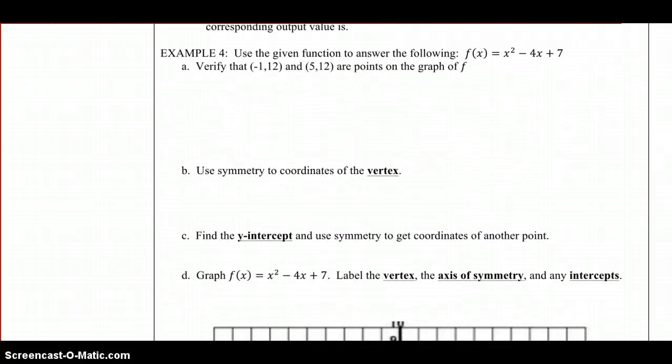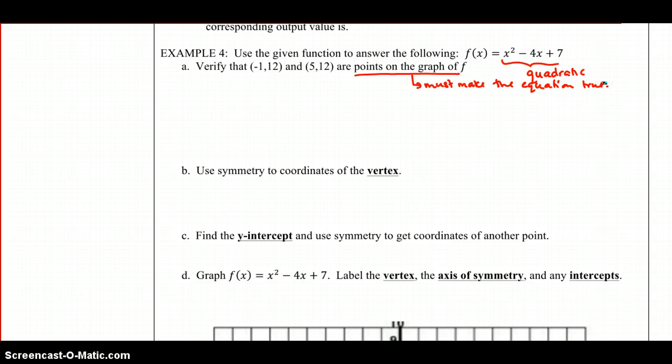So example 4 says, use the given function to answer the following. So the first thing that we should notice here is that we have a quadratic function. We have the necessary x squared term, and then we can have optional x terms and constant terms, which we do have here. So the first thing says to verify that these are points on the graph of f. Okay, well, if it's on the graph, then it must make the equation true.